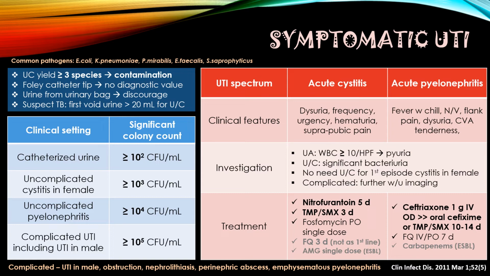So for catheterized urine, the significant colony count in symptomatic UTI is more than 100 CFU per ml. For uncomplicated cystitis in females, we consider at least 1000 CFU per ml significant. And for uncomplicated pyelonephritis, we consider more than 10,000 CFU per ml significant.